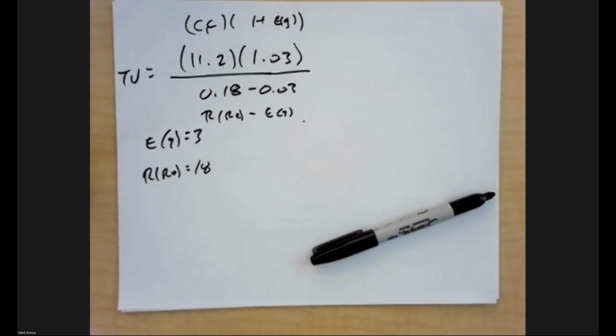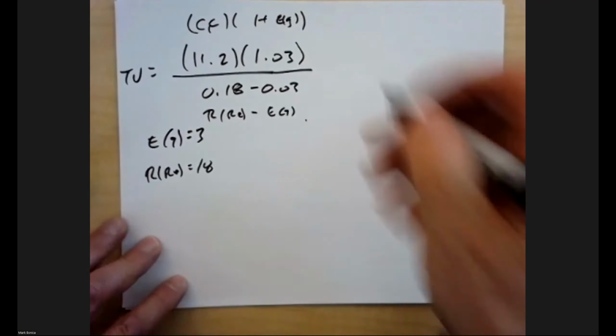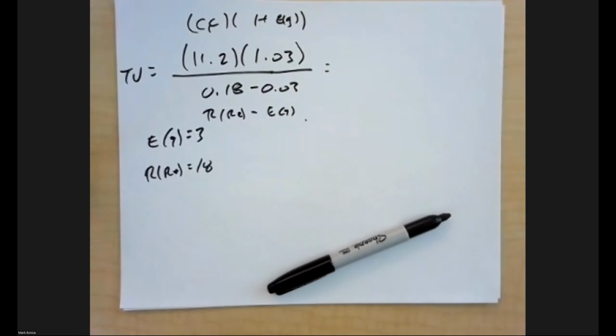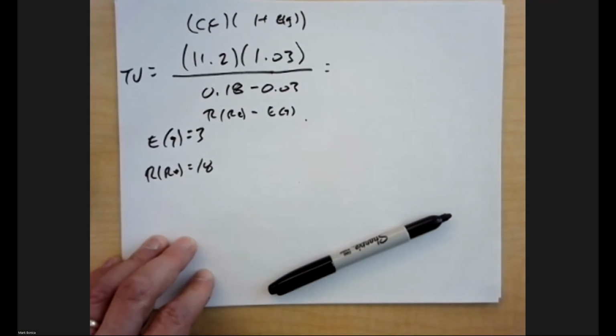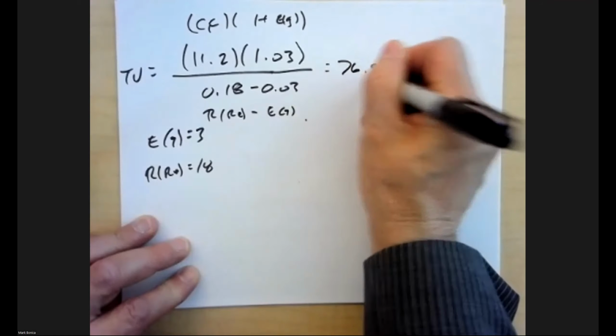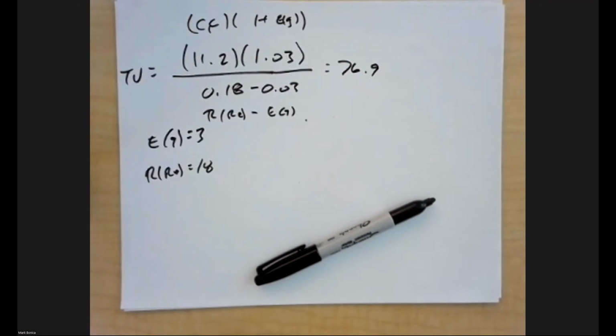All right, so what do we got? What is our terminal value? Jasmine, what's our terminal value? 76.9. You can do it in Excel, it's fine. All right, so you should get 76.9. Everybody with me? All right, so we know that our terminal value is 76.9.